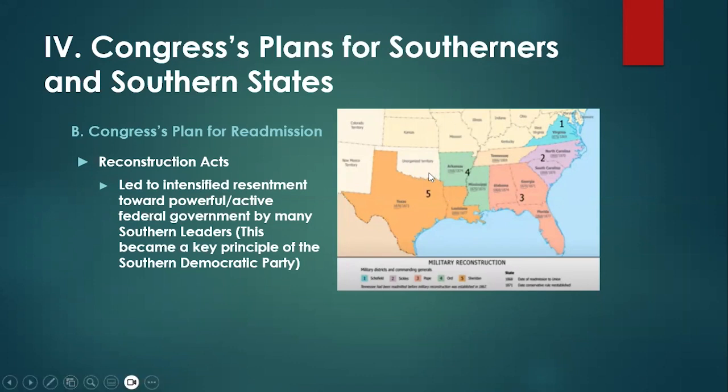And this will expand beyond the Confederacy, and some of these people in other states as well will take on this resentment toward the idea of an active government, and that'll become a key principle of the Southern Democratic Party. As we'll see moving forward, the Democratic Party is the party that will dominate the South for nearly 100 years after Reconstruction.